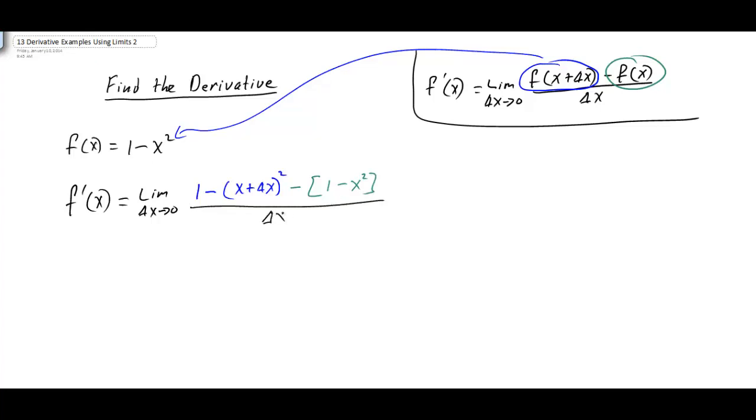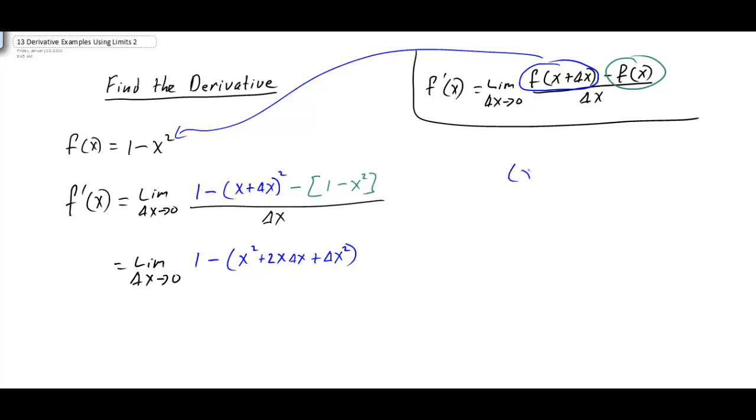And once again, in order to find the limit, we need to get the delta x off the bottom. So therefore, we need to multiply out and simplify the numerator so we can cancel out the delta x. So we have 1 minus, and once again, be careful, x plus delta x squared. That means you have to FOIL this out. So you're going to end up with x squared plus 2x delta x plus delta x squared.